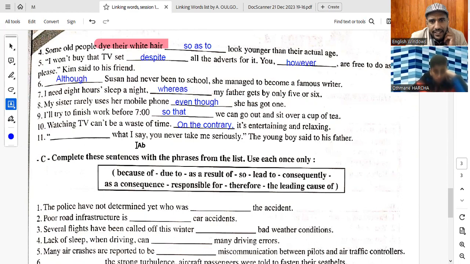What I say, you never take me seriously. The young boy said to his father.